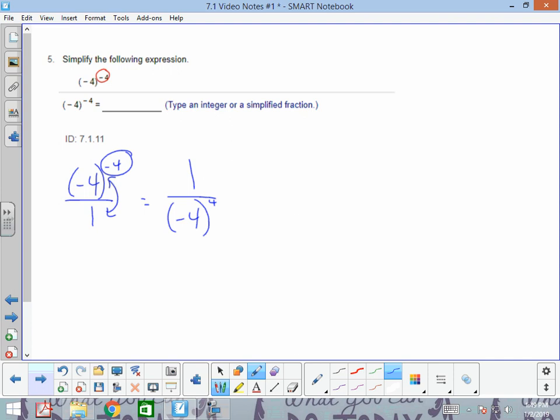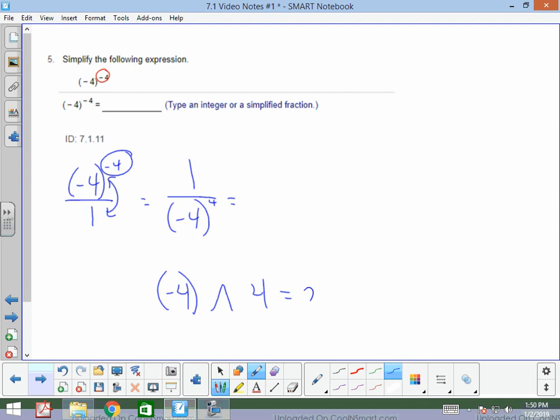So using our rule, a negative number inside the parentheses with an even exponent means we're going to have a positive answer. Or you can put it in your calculator. Make sure you use your parentheses: -4 in parentheses, use your exponent button, 4, and your calculator is going to tell you 256. But remember, that's 1 over 256, and it is positive. And again, integer or simplified fraction, no decimals.